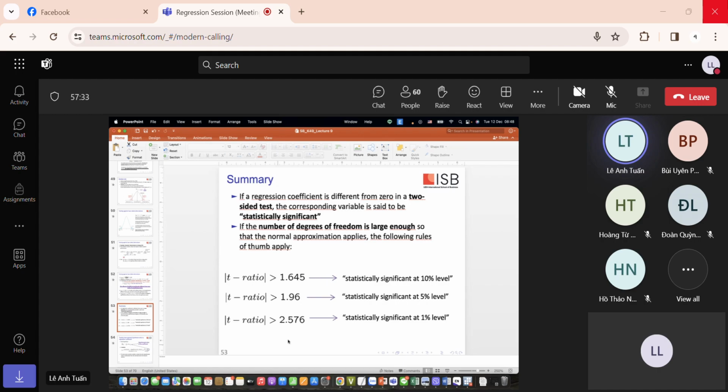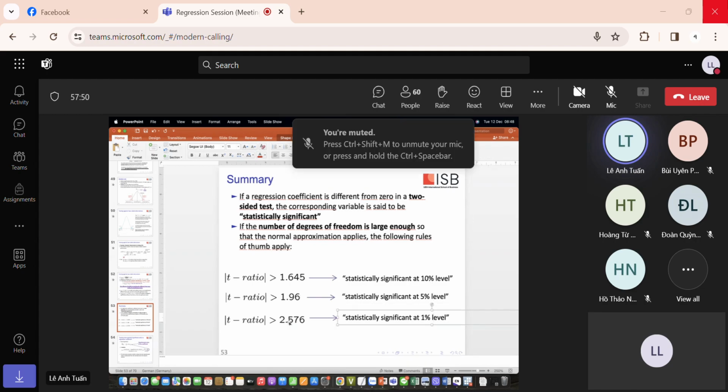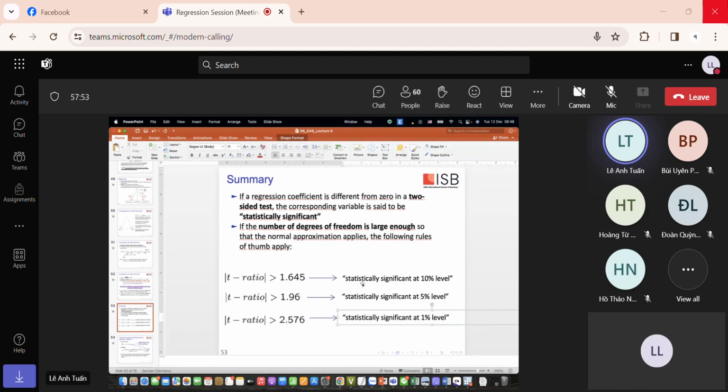Here we have the critical values: at the 10% significance level it is 1.645, at 5% it is 1.96, and at 1% it is 2.576. But this is for a two-sided test, when the degrees of freedom are large enough, that means larger than 51.